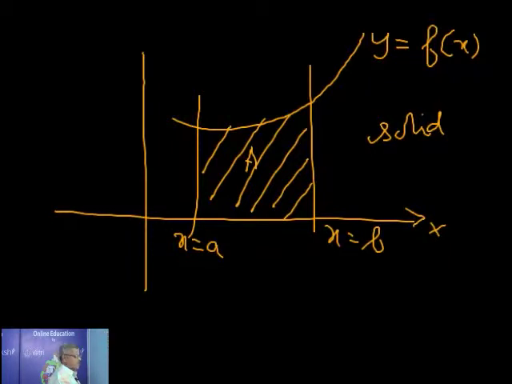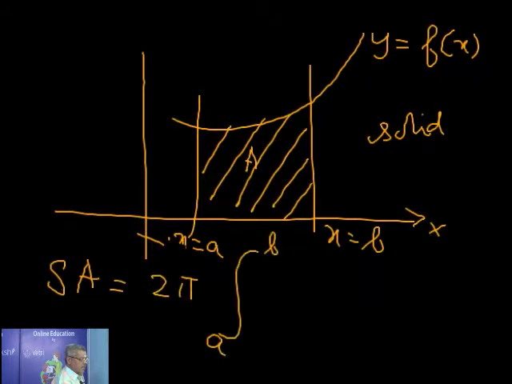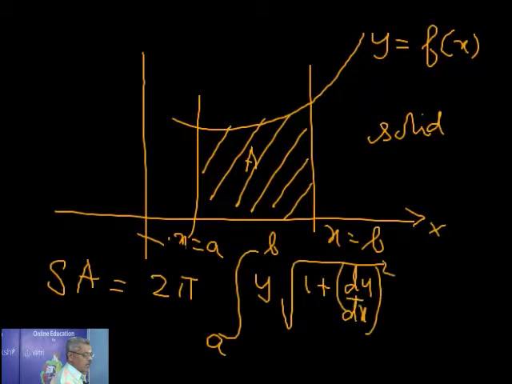Now, when this area is rotated about x-axis, a solid is generated. Surface area of the solid generated is given by the formula 2 pi integral a to b, y times square root of 1 plus (dy by dx) whole square dx. This is the surface area of the solid of revolution.